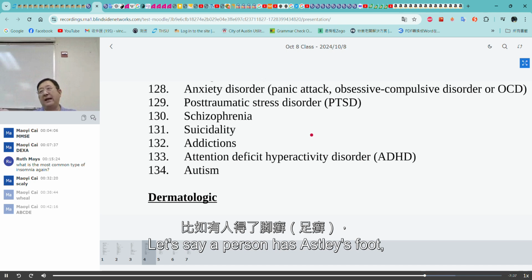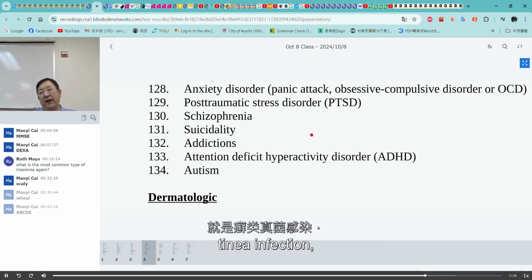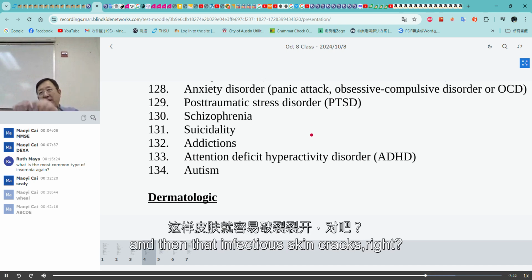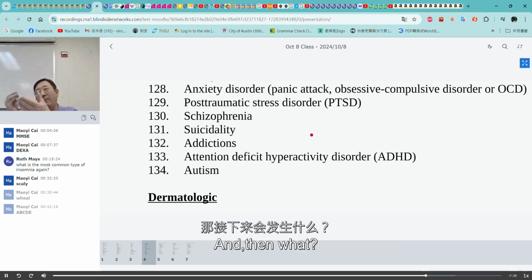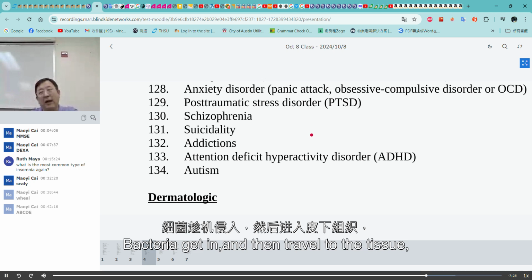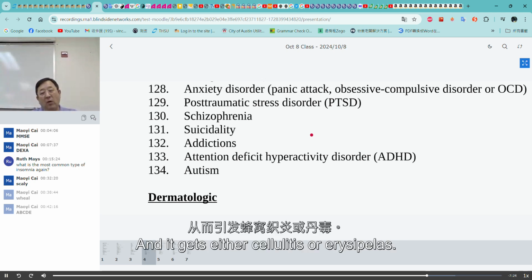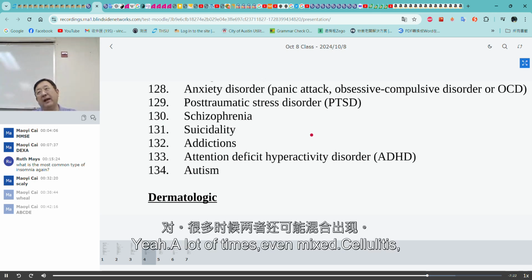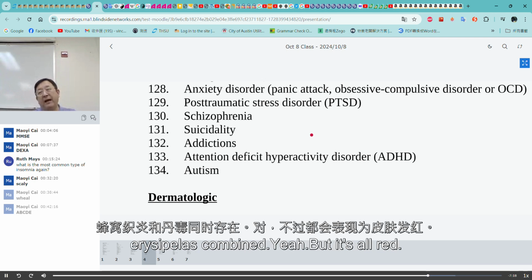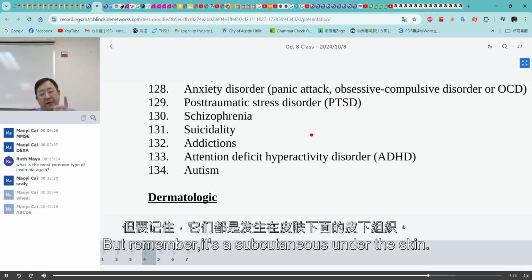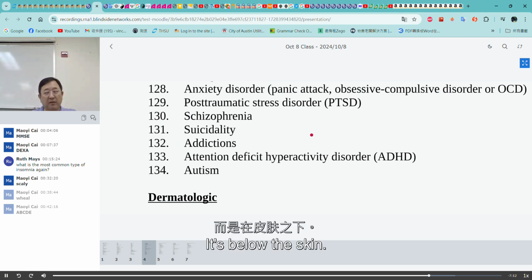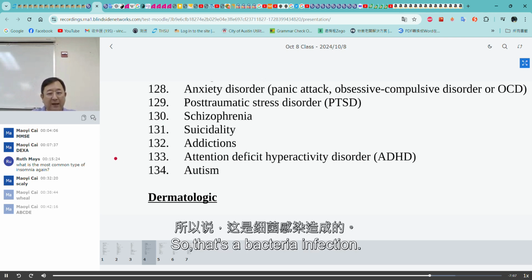Let's say a person has athlete's foot, tinea infection. And then that infected skin cracks, right? And then bacteria get in and travel to the local tissue. And it gets either cellulitis or erysipelas. And a lot of times it's mixed, cellulitis and erysipelas combined. But it's all red. But remember, it's subcutaneous, under the skin. It's not in the skin. It's below the skin, in the soft tissues. Okay? So that's a bacterial infection.